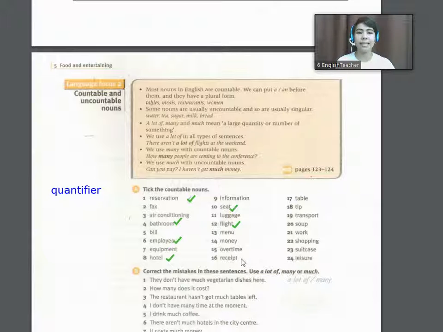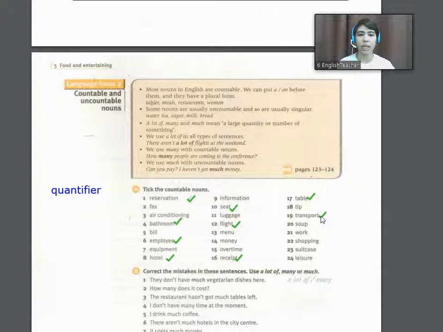Okay? Receipts, yes, we can count receipts. The paper receipt, we can count them. Table is countable. Tips. Tip is actually money that you give to ensure prompt service, so it is uncountable. But again, if it is currency, I received $20 tip, therefore it is countable.